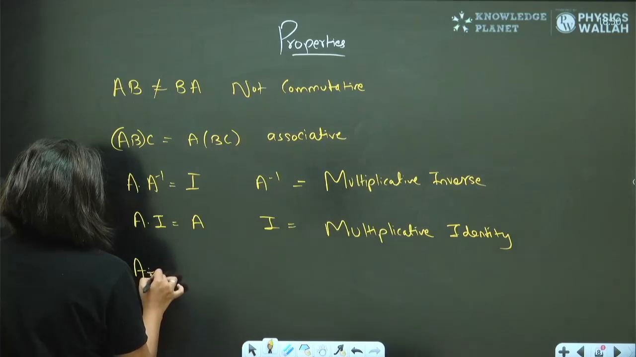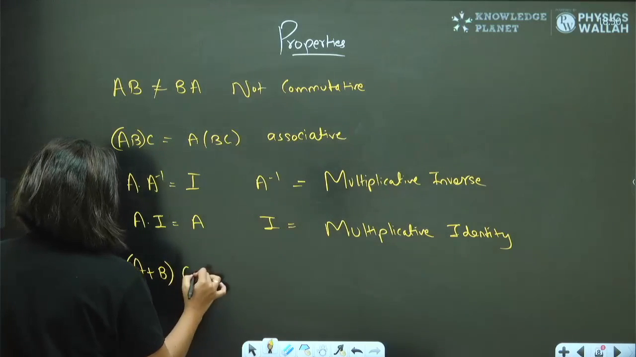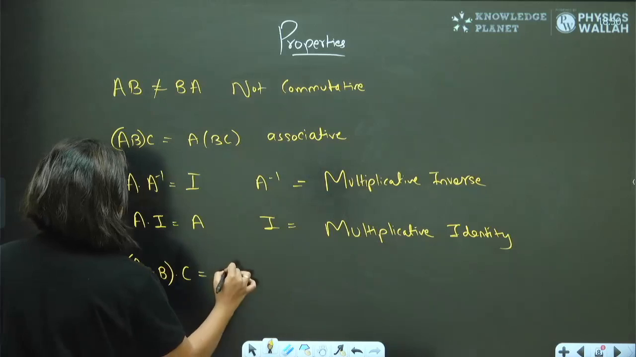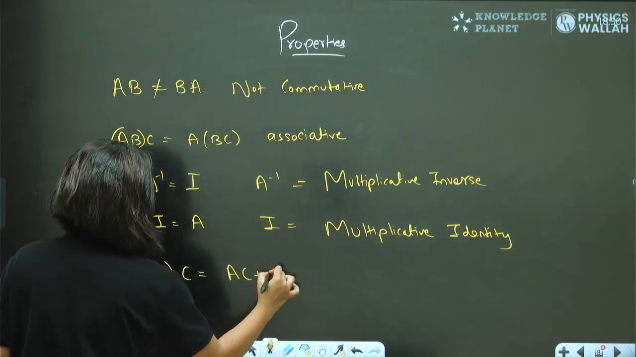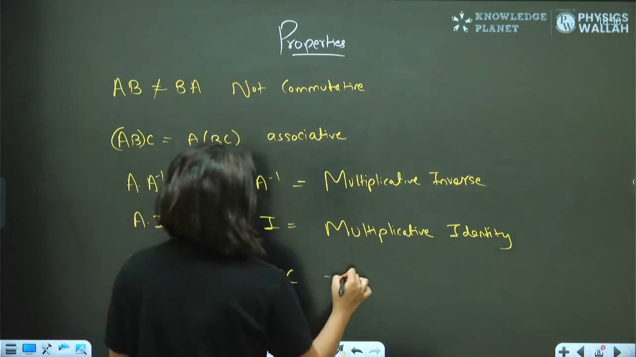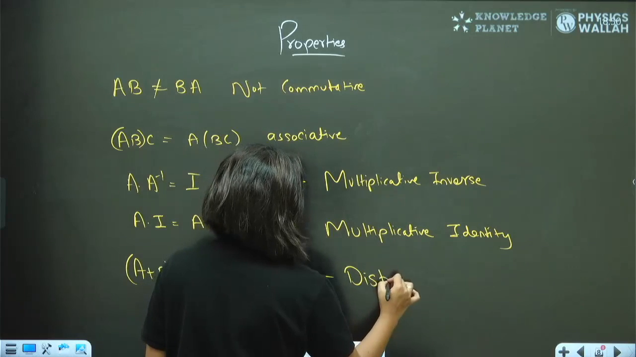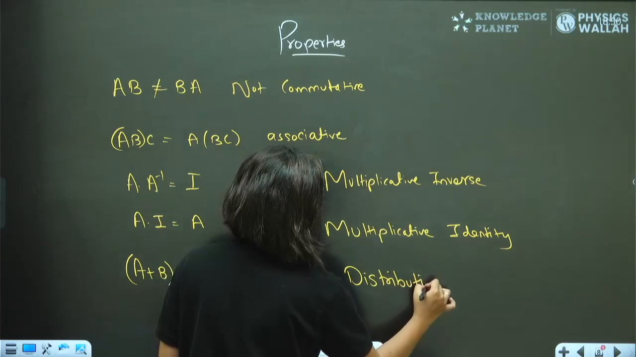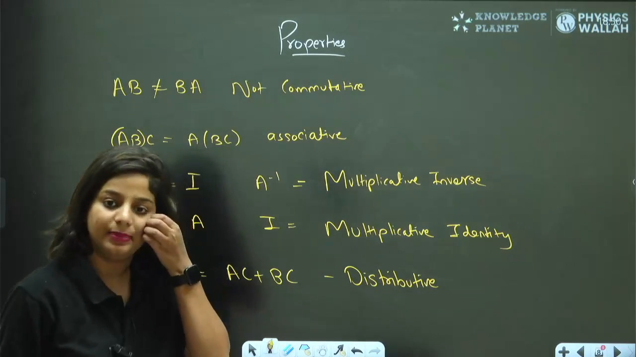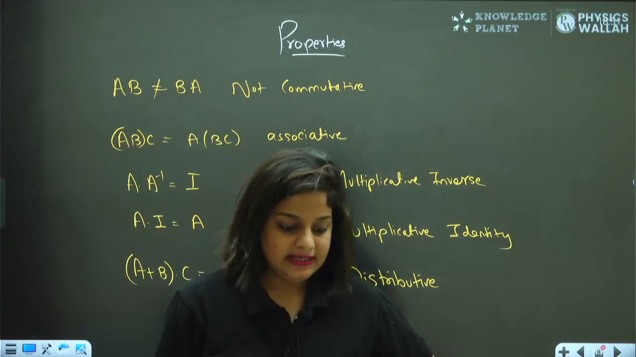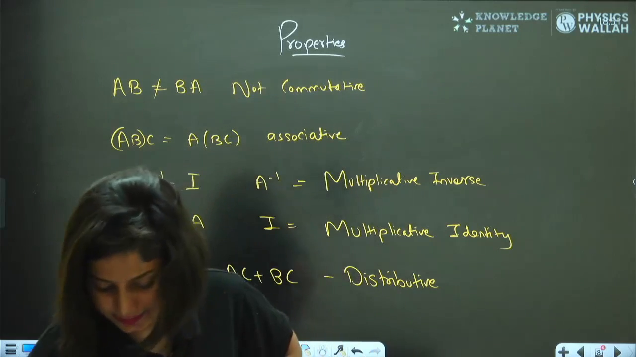One more property, A plus B into C, you can write it as AC plus BC. That is your distributive law. Distributive law is also applicable here. Right, these are the properties of multiplication.